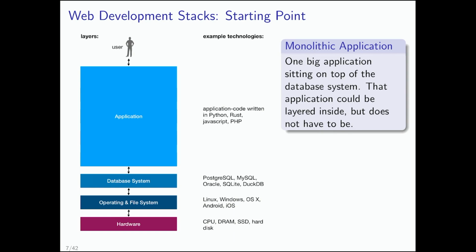But the interesting thing here is that those layers are shielded against each other. The idea in a layered architecture is that the application only talks to the database system and not to the file system. So this shouldn't happen, or there should be a good reason for doing something like that. The application should only need to be aware of the database system.